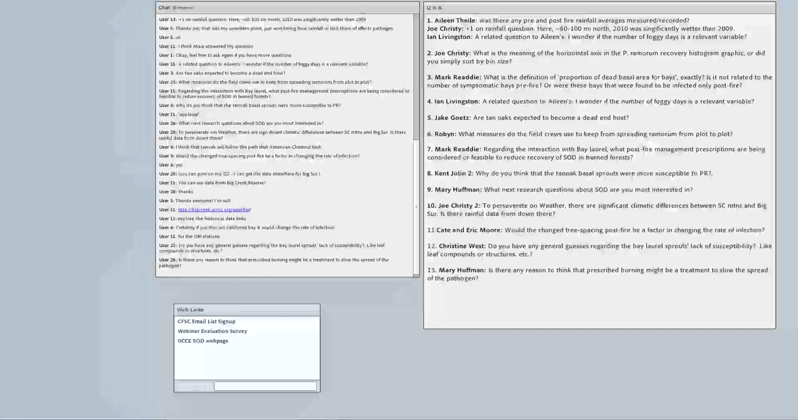Yeah. No, that's an excellent answer. And then Mary Huffman has a question regarding a possible management way of addressing slowing the spread of the pathogen, wondering if prescribed fire burning might be a possible treatment.